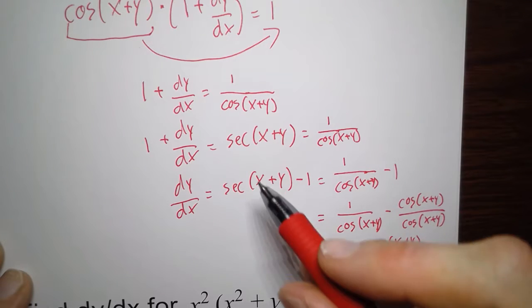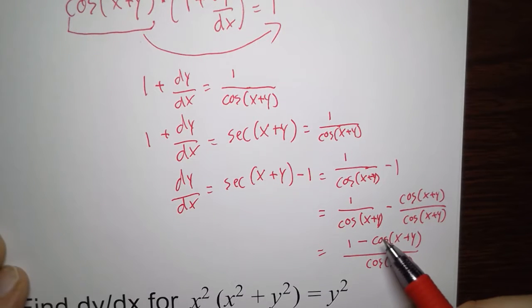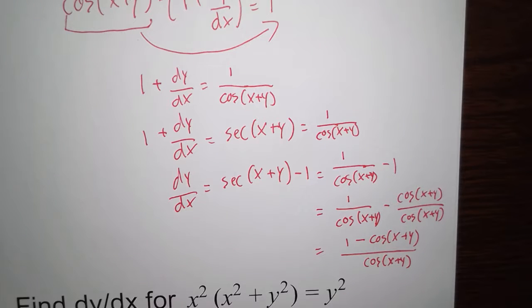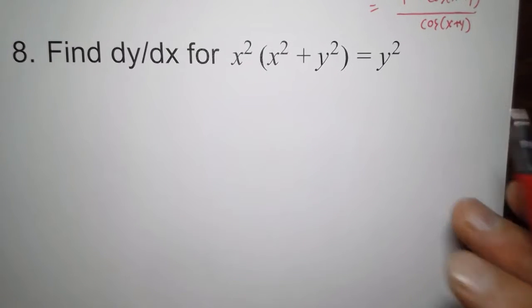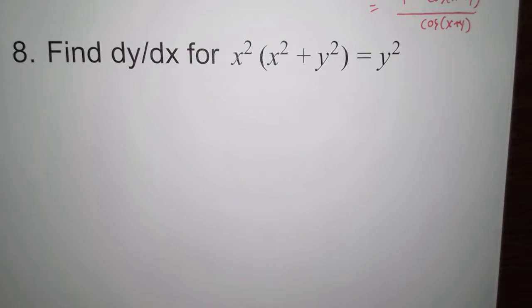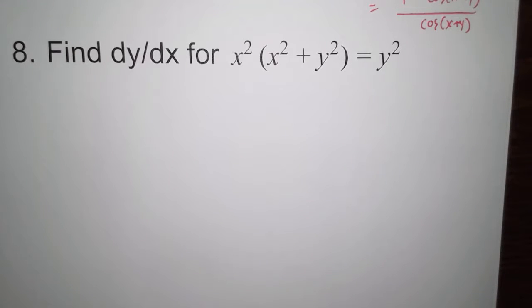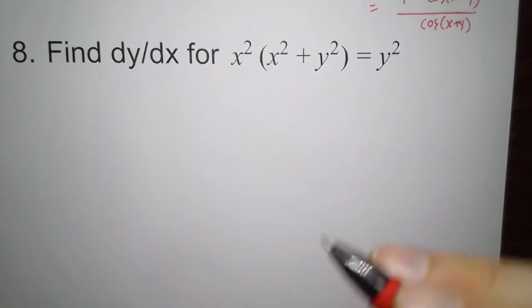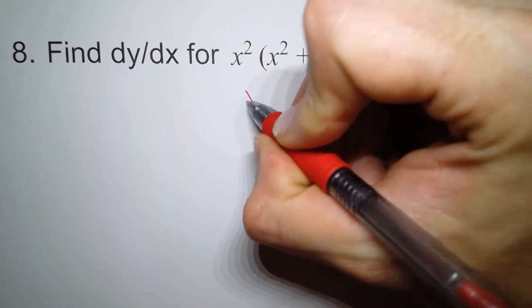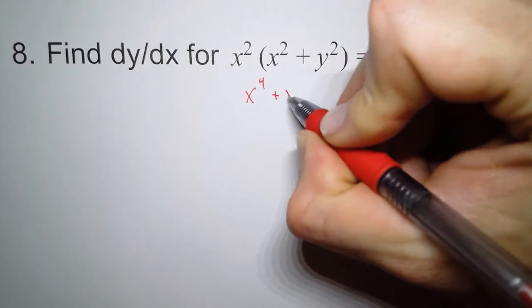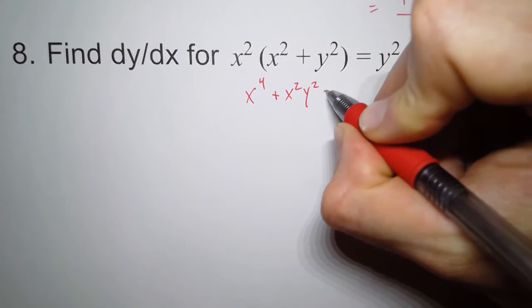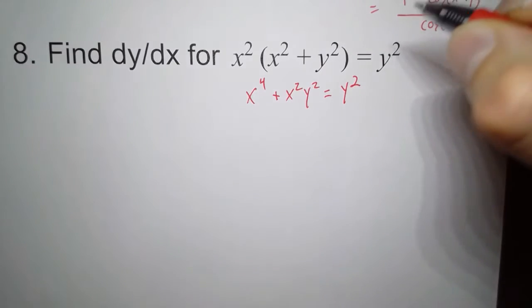Now this should be equivalent to this, so depending on how your teacher wants you to answer it, it's up to you which one you use. But here I'm showing you both. So now for this last one, we've got a little product rule again, because here we have x squared multiplying x squared plus y squared. Now I think for this one we will multiply the x squared in. So this will become x to the 4th plus x squared y squared equals y squared.